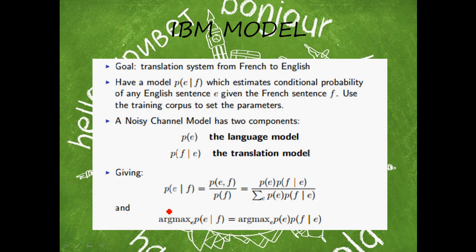For example, we want to translate sentences from French to English. This notation here represents the language model, and this one represents the translation model. As you can see, this one estimates the conditional probability of any English sentence E given a French sentence F. And this one finds the English sentence where the probability of E on the condition of F reaches its maximum value.